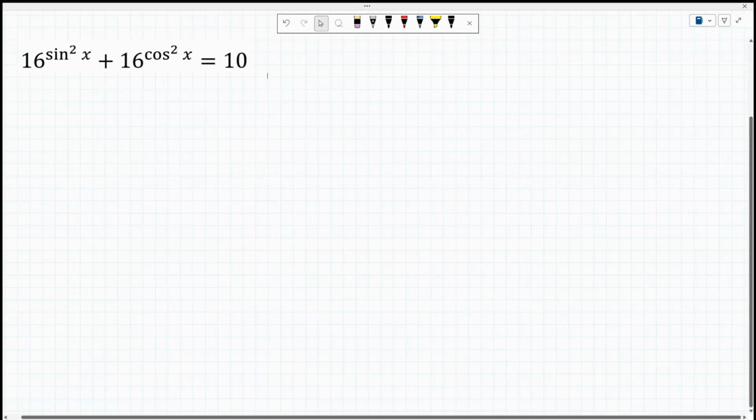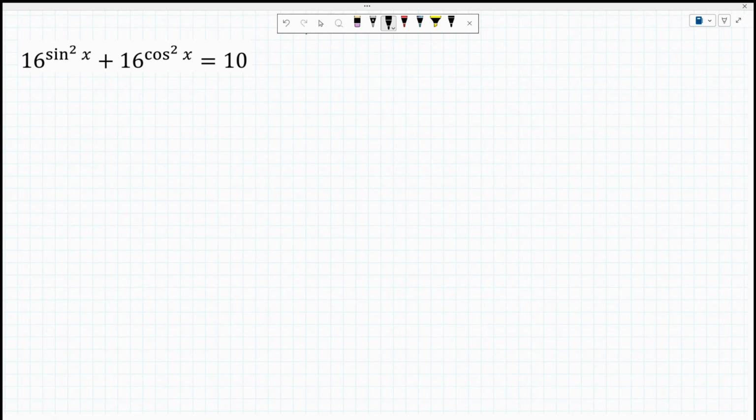Hello, my friends. We want to calculate the value of x in this equation. What's the value of x? We all know that sin²x + cos²x equals 1.